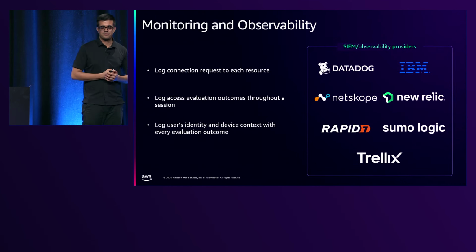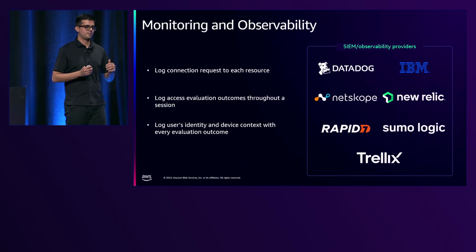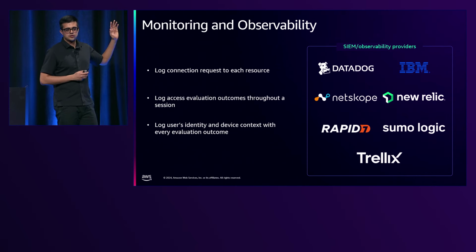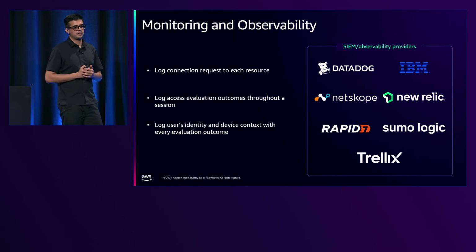Finally, once your users have the client installed and access the applications, Verified Access logs each and every connection request. Further, as access is continuously evaluated, we log every outcome throughout a user's session. And with each access attempt, we log the user's identity and device-specific metadata in real time at the moment the request is evaluated, ensuring that you have detailed visibility into who is accessing what, and this can further aid in your auditing and troubleshooting needs. You can analyze our logs using SIEM products by our observability partners listed here.